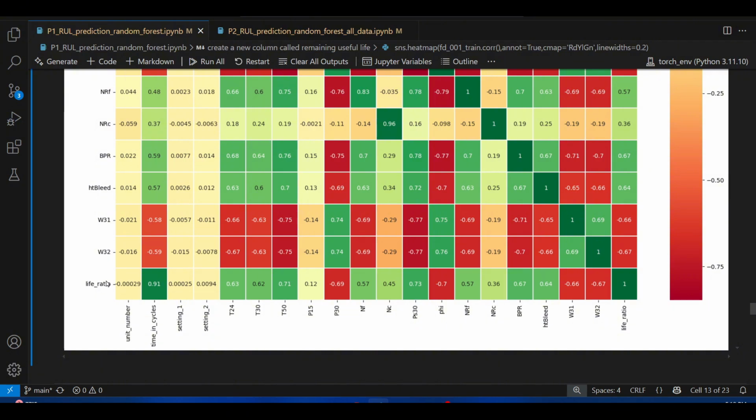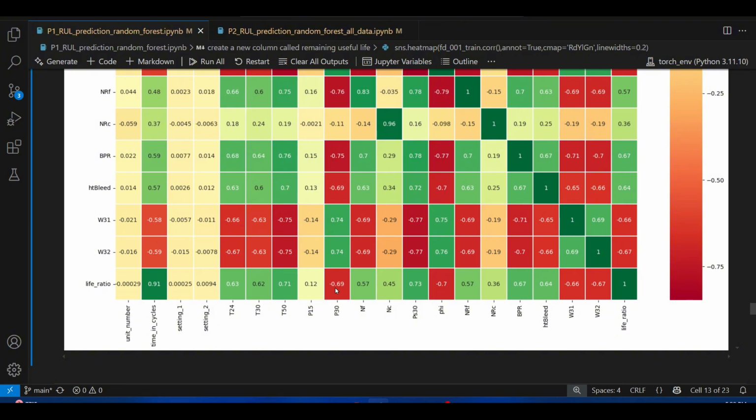For example, live ratio is very weakly correlated with the engine serial number, which is very normal, because given an engine number, it shouldn't have any correlation, since it depends on which engine you took. Time in cycle is very highly correlated because we use time in cycle to calculate live ratio. Setting 1 and setting 2 are very weakly correlated. However, T21, T30 have good correlation. This one is weak correlation.